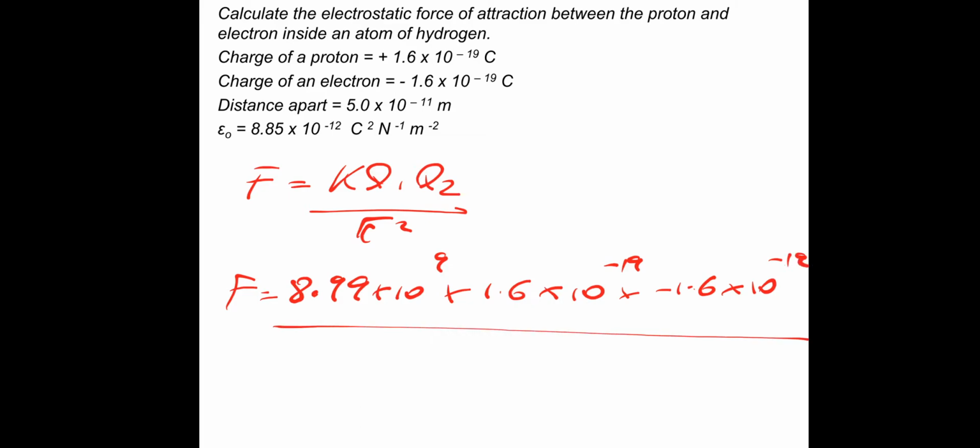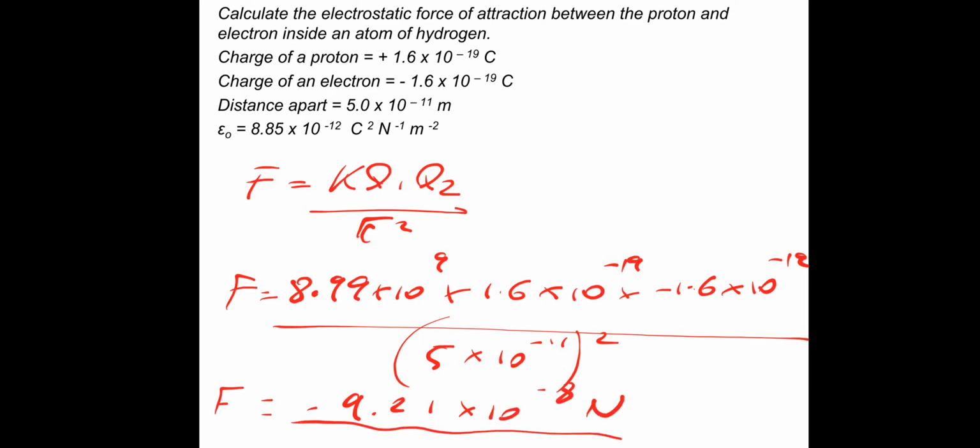Just put the numbers in: 8.99 times 10 to the 9, multiplied by charge 1, 1.6 times 10 to the minus 19, and then multiplied by minus 1.6 times 10 to the minus 19. Remember, that'll just give us a negative answer that tells us that the force is attractive, divided by the distance squared. So we've got 5 times 10 to the minus 11 meters. Make sure it's squared. That gives a force of minus 9.21 times 10 to the minus 8 newtons. The negative obviously just indicates that the force is attractive.